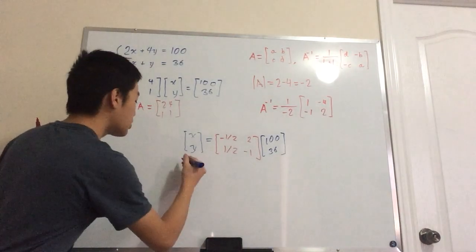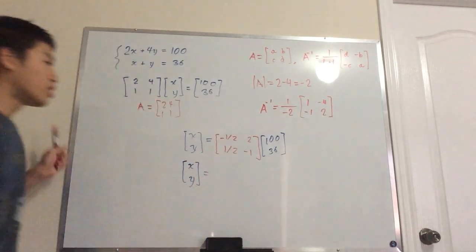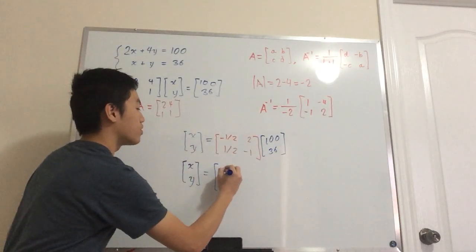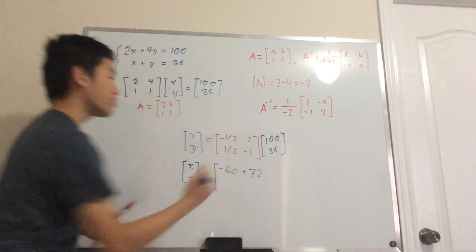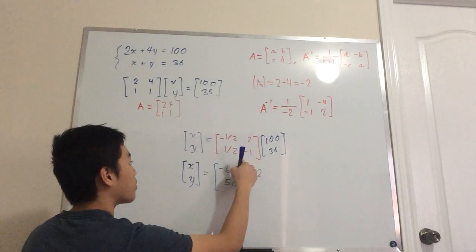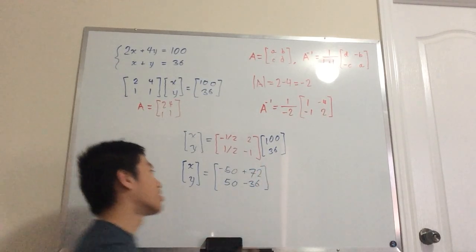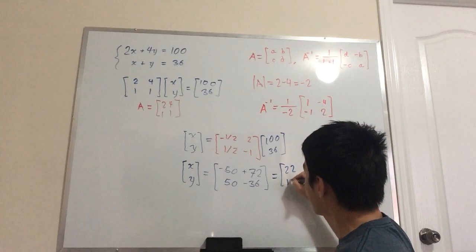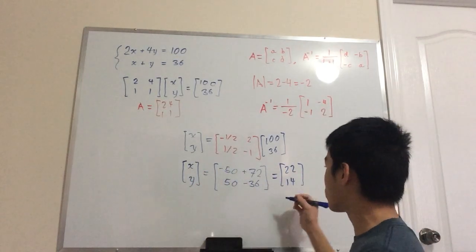So, this means that xy is just equal to 100 times minus 1/2 is minus 50. 36 times 2 is 72, positive. And next, 100 times 1/2 is positive 50. 36 times minus 1 is minus 36. And our final answer is just going to be 22, 14. So this means that x is equal to 22 and y equals 14.